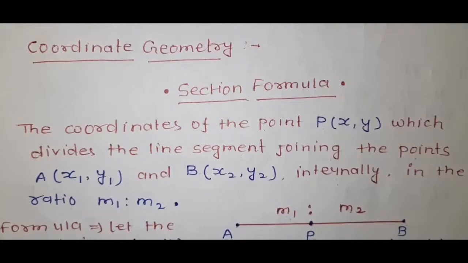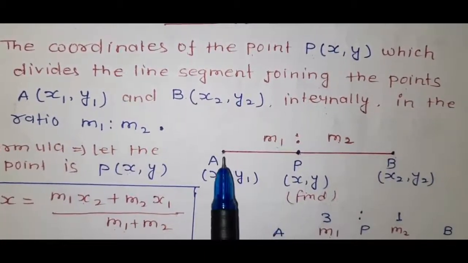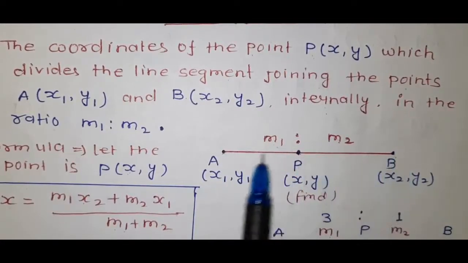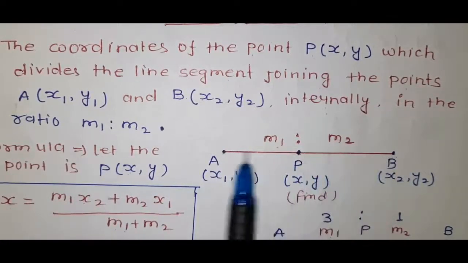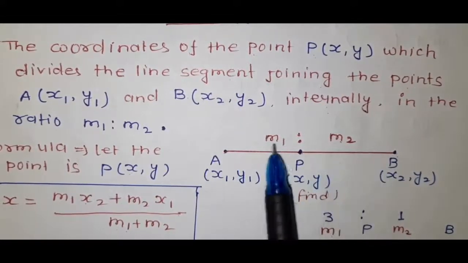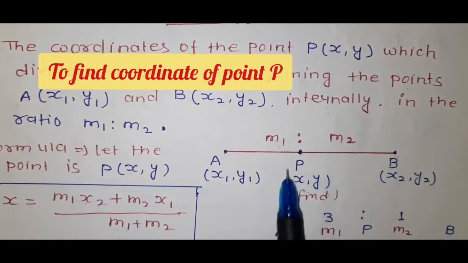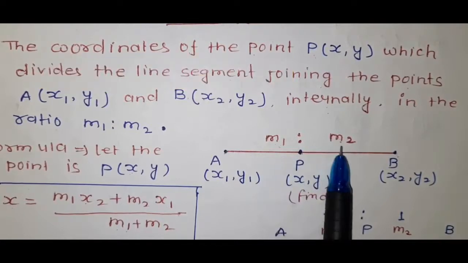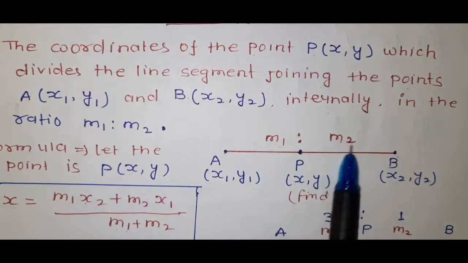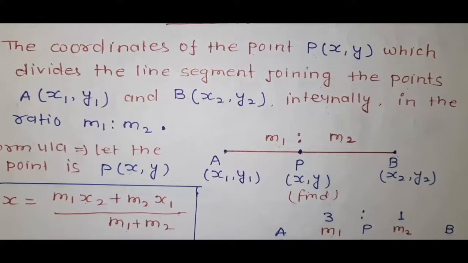So what is the simple meaning of this formula? Let us see through the diagram. There are 2 points A and B, and on joining these 2 points we get a line segment, and there is a point P which divides this line segment in the ratio M1 is to M2. The coordinates of this point P we have to find, which means the value of X and the value of Y. The values of M1 and M2 will be given as numeric values, and the coordinates of A and B will also be given as ordered pairs. We'll see this with the help of some examples.